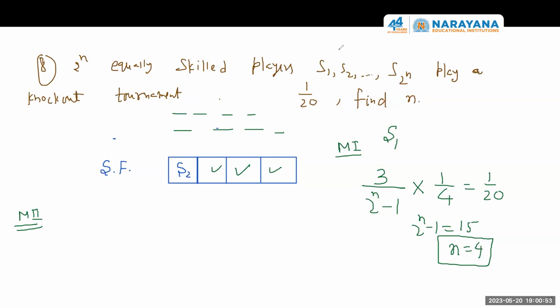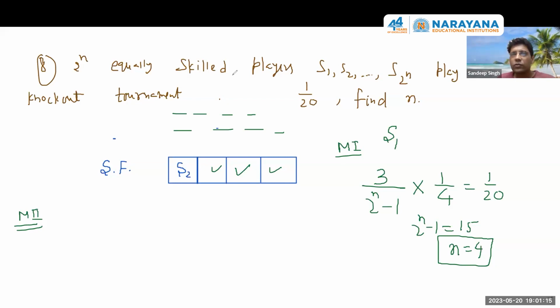1 by 4. Don't do it as 1 by 2 into 1 by 2; simply say 1 by 4. Out of these four, anyone could win the tournament. I'm not denying that 1 by 2 into 1 by 2 is also okay, but you should directly say that out of these four, one is going to win the tournament. All are equally skilled, so directly say 1 by 4 is the chance of S2 winning the tournament.